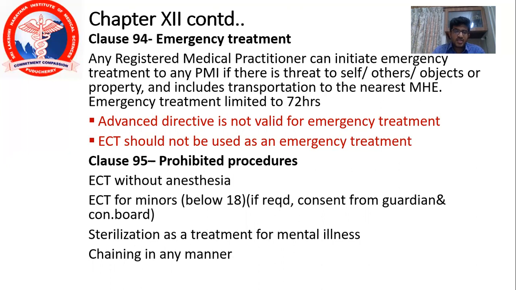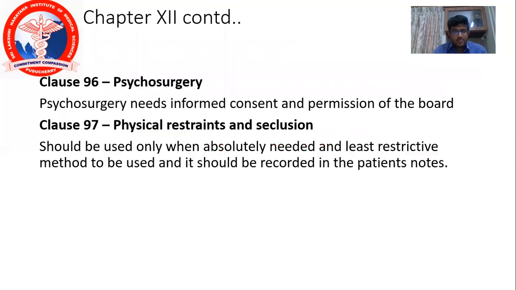Prohibited procedures, which is under clause 95, include ECT without anesthesia and ECT for minors, that is below 18. If required, consent from guardians and then the concerned board should be taken if we need to give ECT for children below 18 years of age. Sterilization as a treatment for mental illness and chaining in any manner are all prohibited procedures.